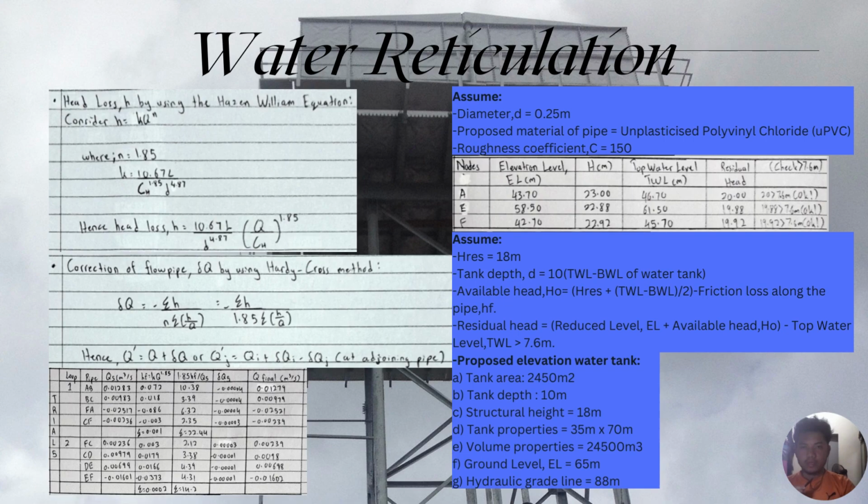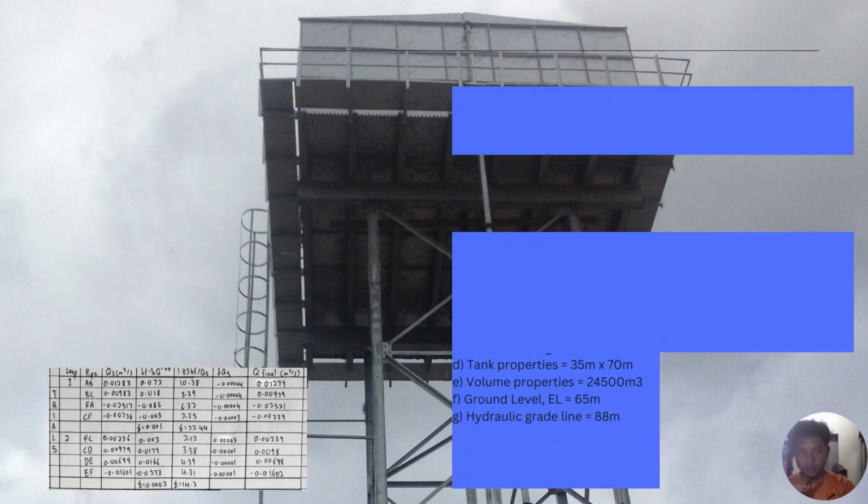For the head loss, we are using the Hazen-Williams equation, and for the correction of flow in the pipes, we are using the Hardy Cross method. By using this equation and method, we can get the final Q by doing the calculation until trial 5, using the size and type of material that we assumed, and also the proposed elevation of the water tank. We also check that the residual head is bigger than 7.6 meters, which is okay. So that's all for me. Thank you.